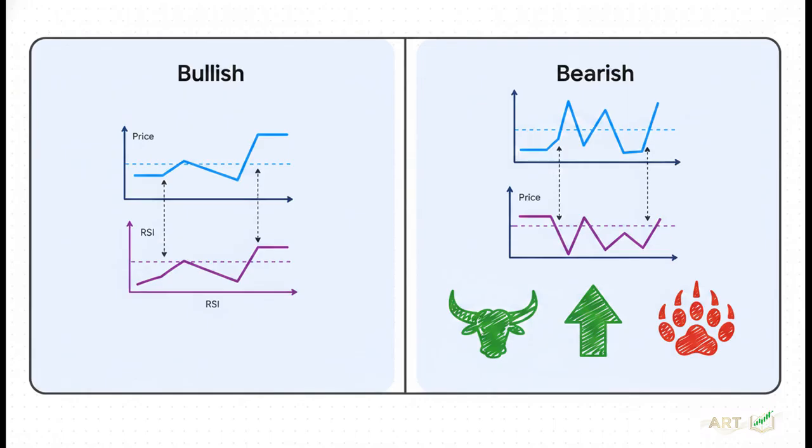That's a secret message telling you that the selling pressure is running out of gas. Now the bearish DD- is the exact opposite. Price hits a brand new high, but the RSI makes a lower high. That shows the rally is getting weak.